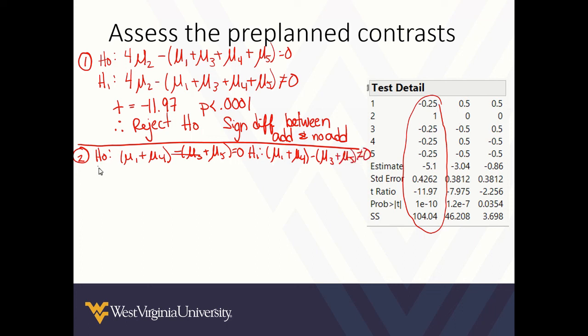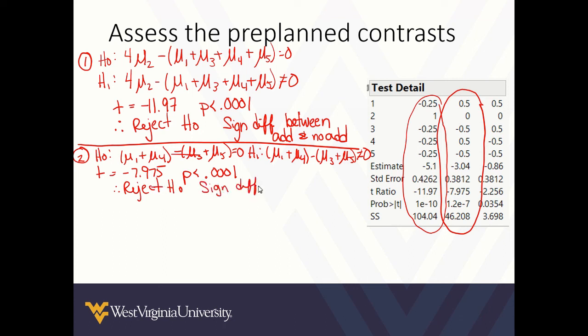And we are given a t-value of -7.975 and a p-value that would also be less than 0.0001. So once again, we can reject our null hypothesis, and we conclude that there is a significant difference between additive type A and additive type B.